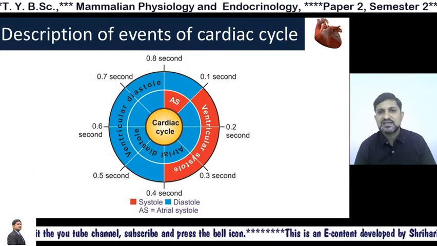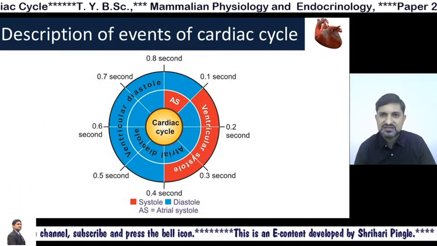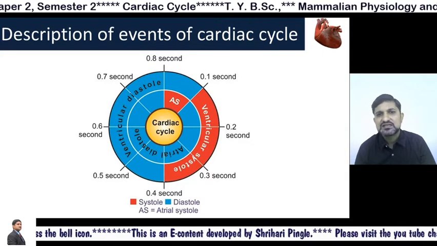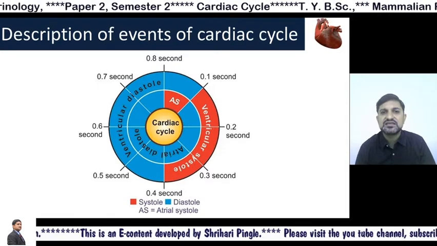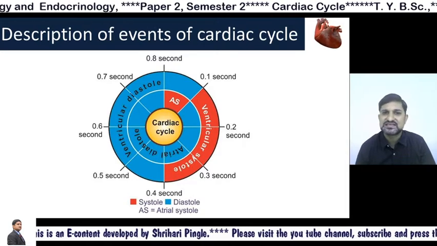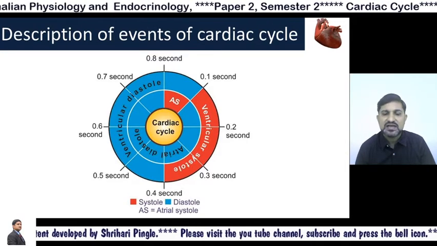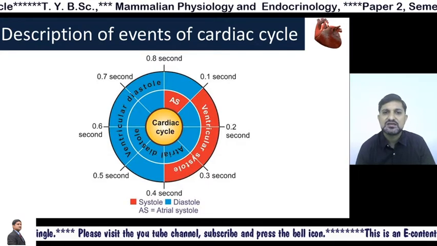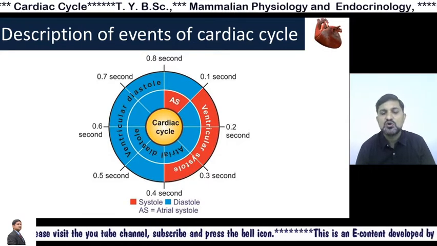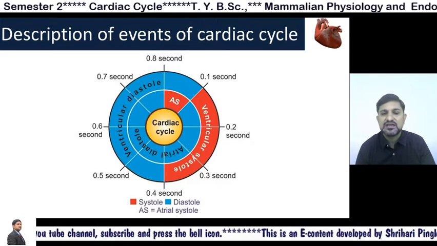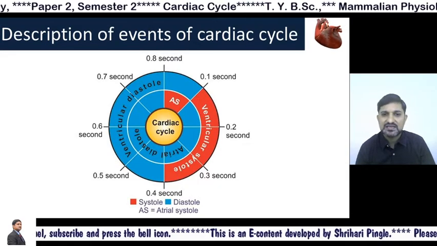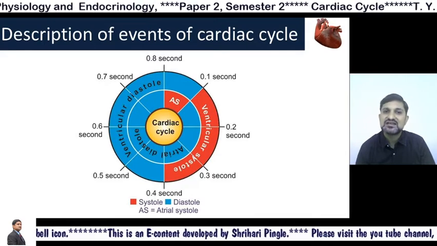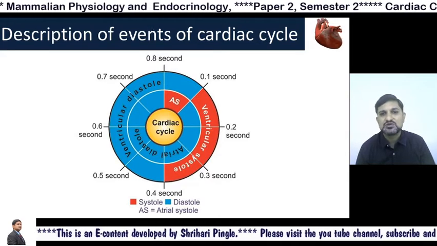Now the cardiac cycle has been summarized in this picture. Now you can see that this complete cycle takes around 0.8 seconds to complete. As we have discussed in the beginning of this lecture that our heart beats more than 70 times in a minute. That implies that one cardiac cycle would take less than 1 second to complete.